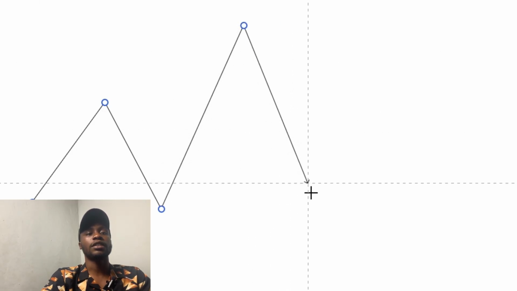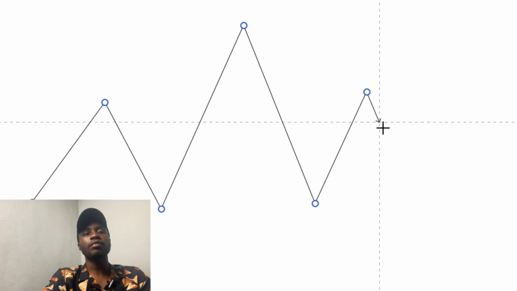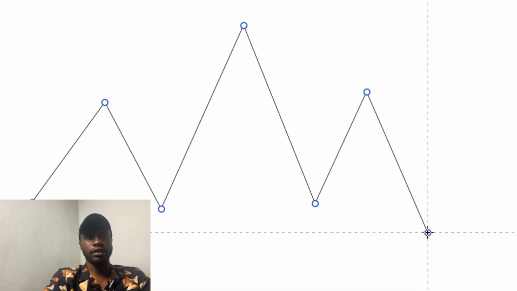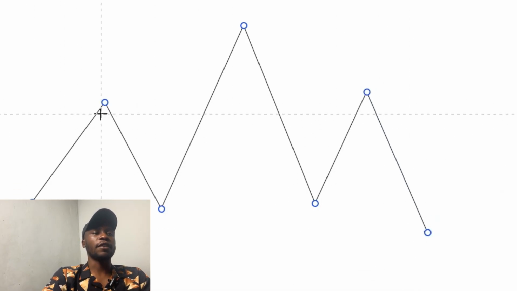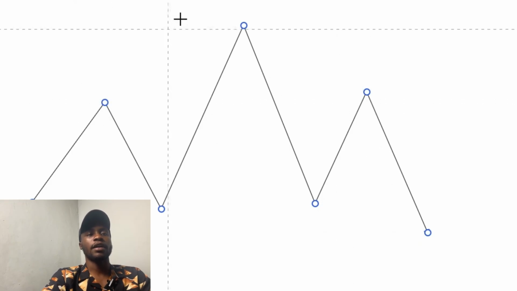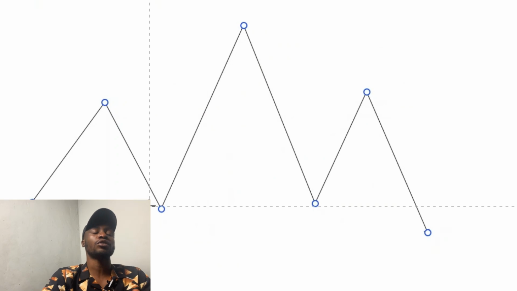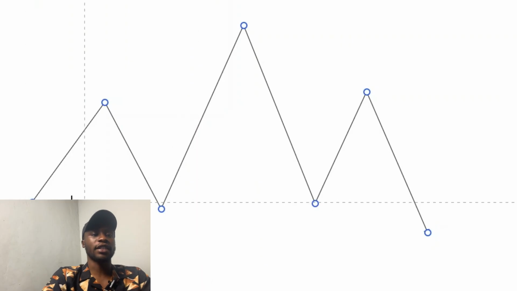So as you can see, this is how the head and shoulder chart pattern looks like on your charts. So this is the left shoulder, head, right shoulder. I'm just saying this for those of you who are still new to this. I want you to understand how these things work. So this is the neckline of this head and shoulder.